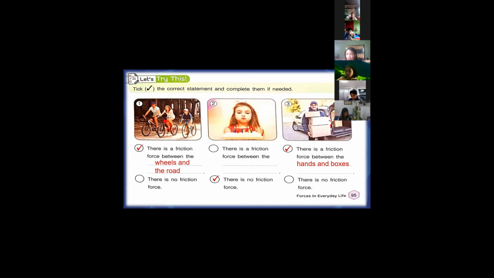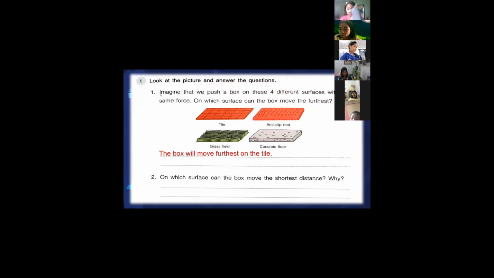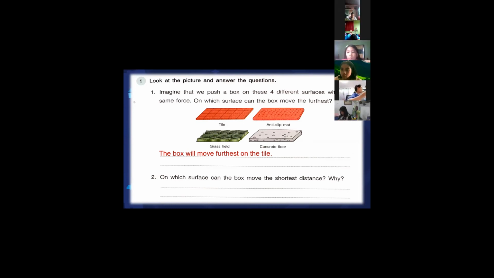Okay, if you're finished, show me your pen. So what are the surfaces? We have tile. When we say tile, the surface is smooth. We also have anti-slip mat. Basically, this is a rubber. Next, we have grass field. Grass field meaning when you play golf, that is a grass field. When you play soccer, you play on the grass field. And then concrete floor.